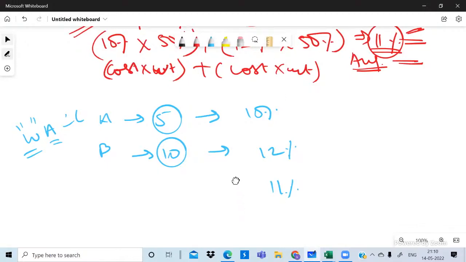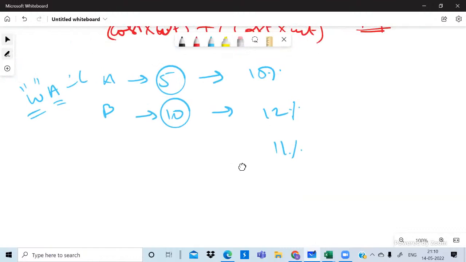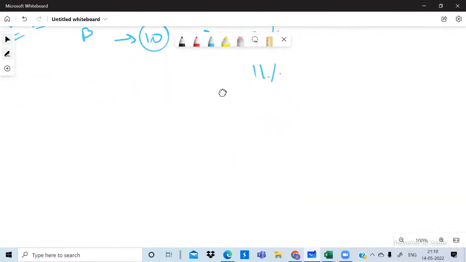Okay. Any other questions before we look at how you calculate cost of equity, cost of debt, cost of preference? Okay. Let's look at cost of equity.